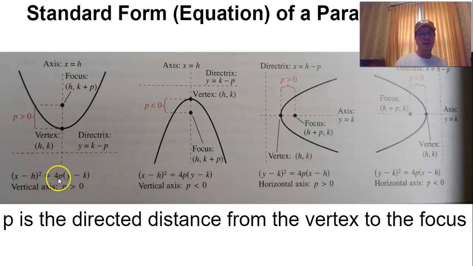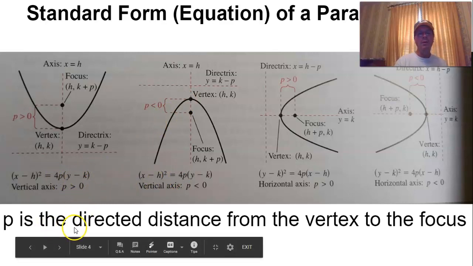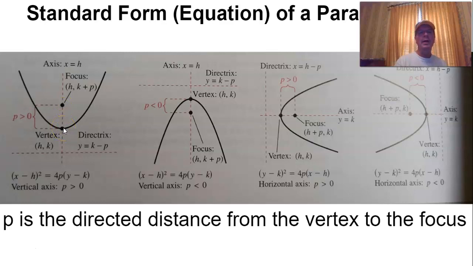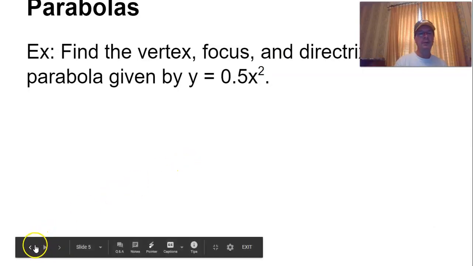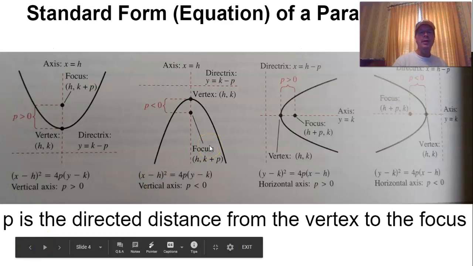The other important thing is this p. So what is p? p is called the directed distance. So what does that mean? We'll talk about that here in a second. From the vertex to the focus. So p is really related to the distance from the vertex to the focus. If you're going in an upward direction from the vertex to the focus, p is positive. Usually distances are always positive, but this is a directed distance. So p is positive when we have to go from the vertex up to a focus. However, in a downward opening parabola, if we go from the vertex down to a focus, p would take on a negative value. And there I did it again. All right. So that's the up and down parabola.